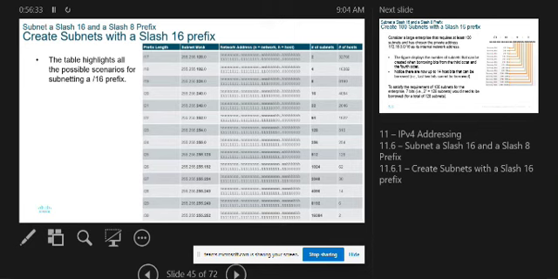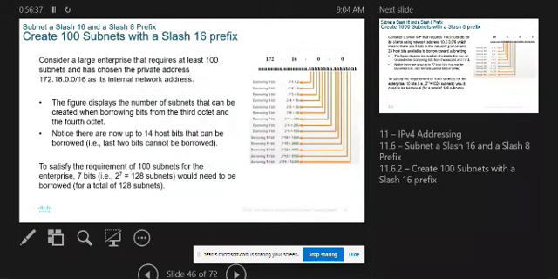So they've got it spelled out for you in a chart. I thought that was kind of nice of them. So y'all can see it. Then they give you an example. It says, create 100 subnets with a /16 prefix. How would you do that? So you want to create 100 subnets. So they're wanting to make 100 networks. Can we do that evenly?